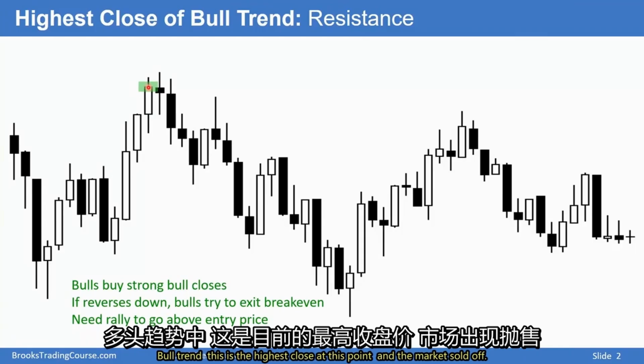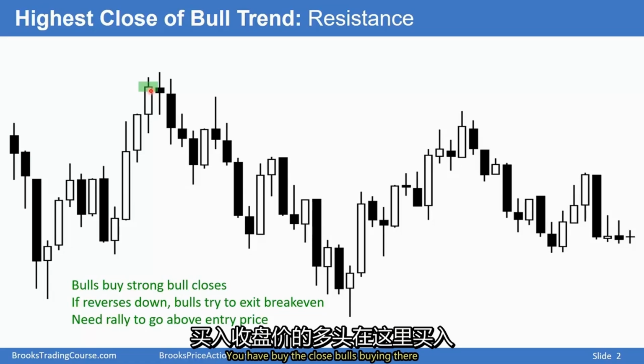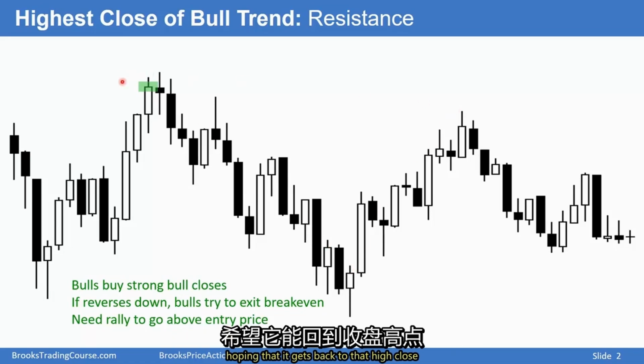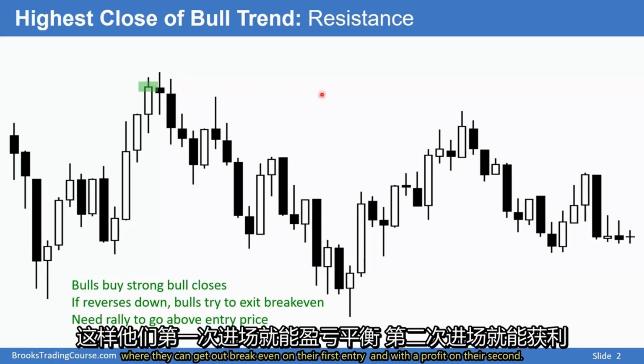Bull trend, this is the highest close at this point, and then the market sold off. You have buy the close bulls buying there, looking to buy more above a bull bar here, hoping that it gets back to that high close, where they can get out break even on their first entry and with a profit on their second.